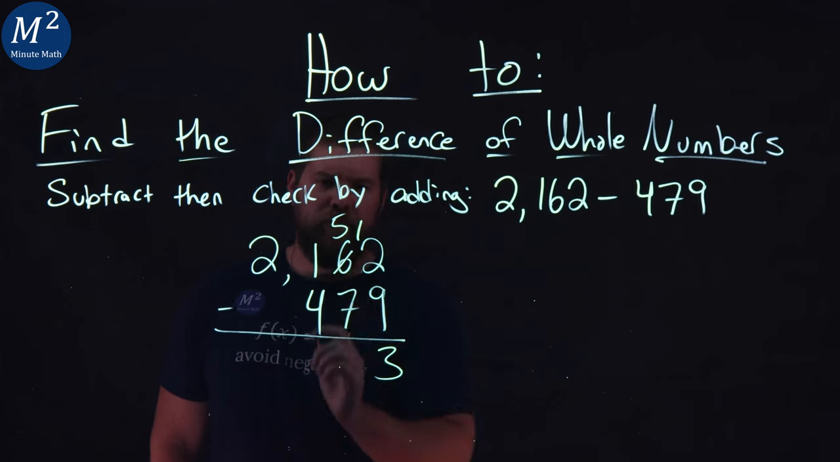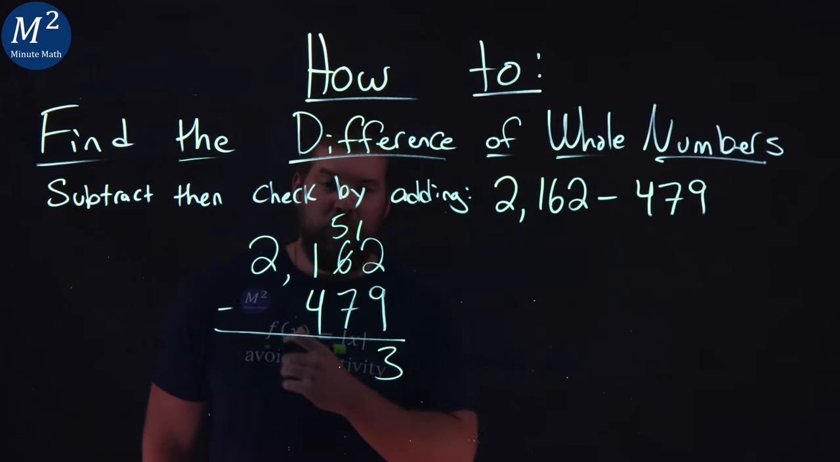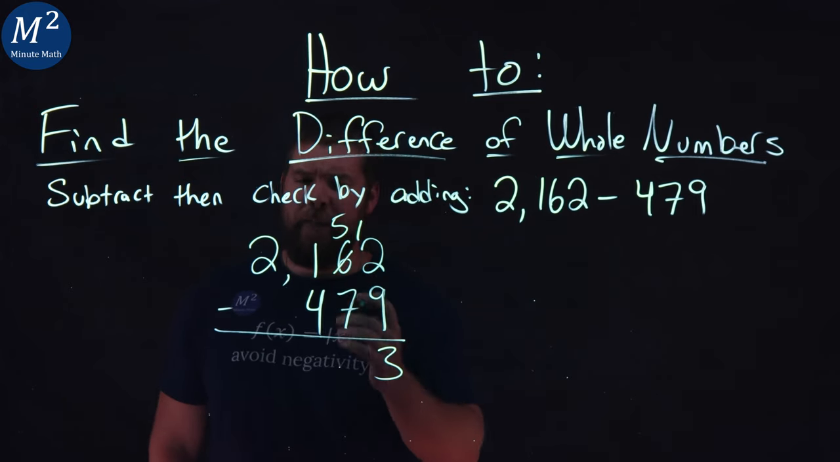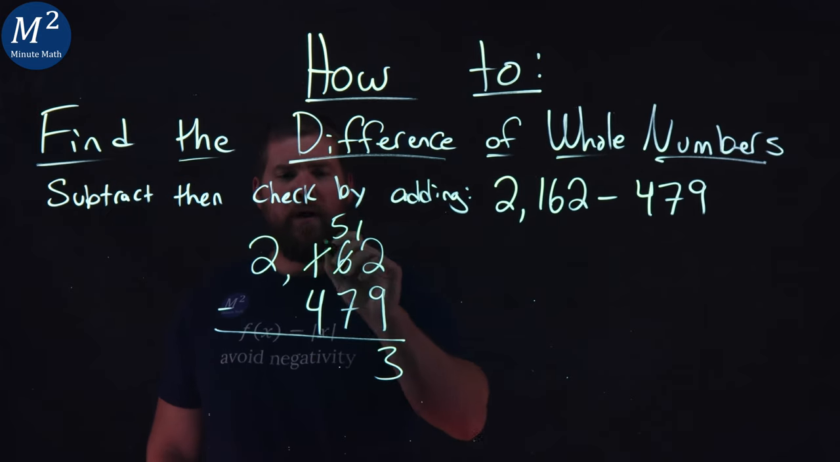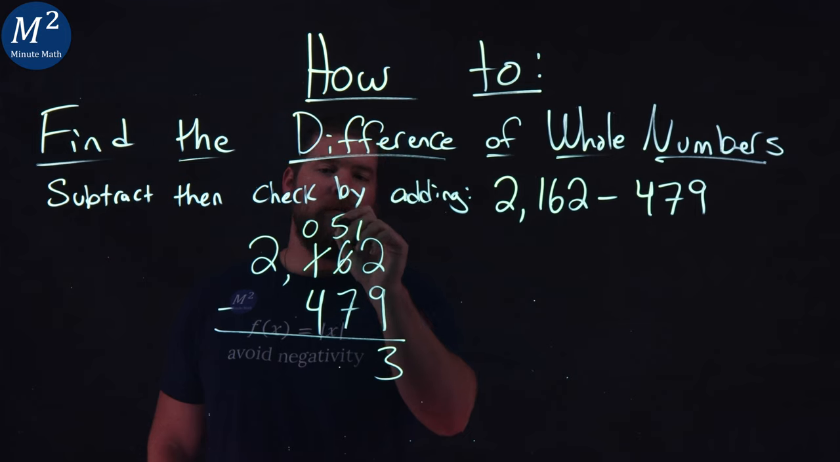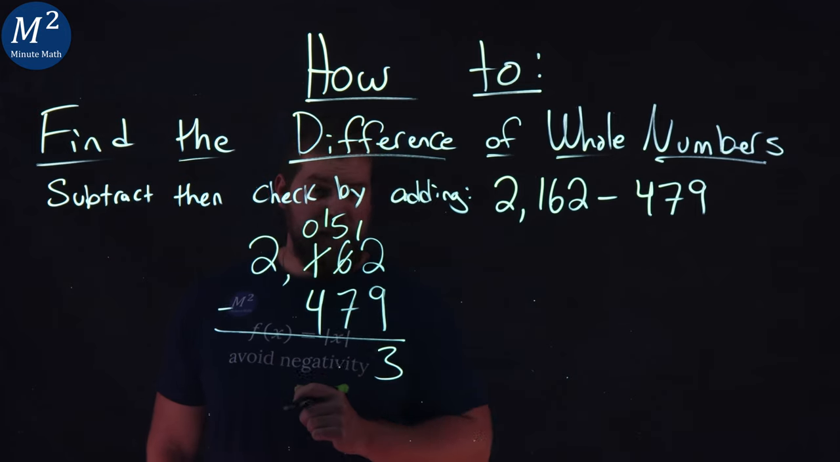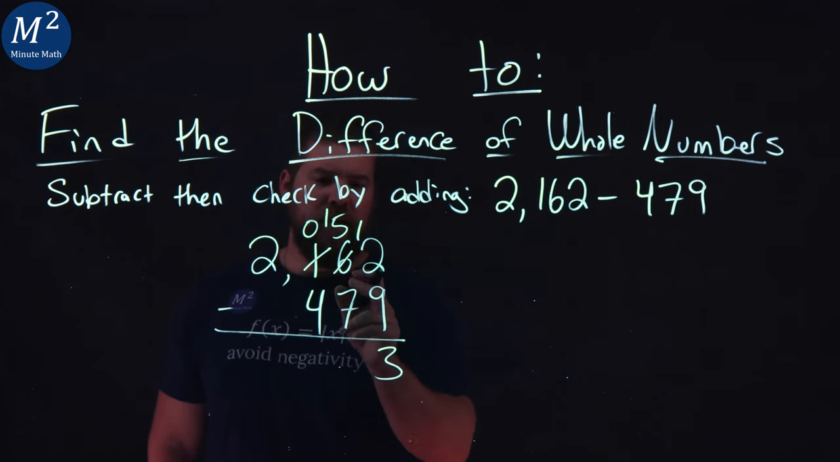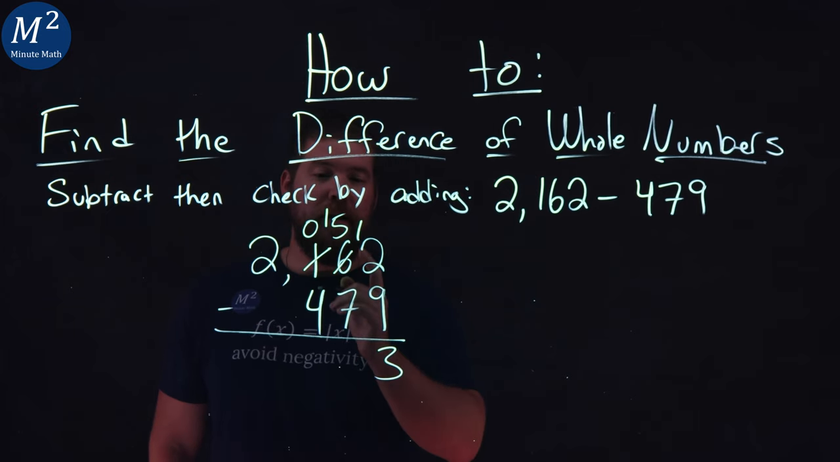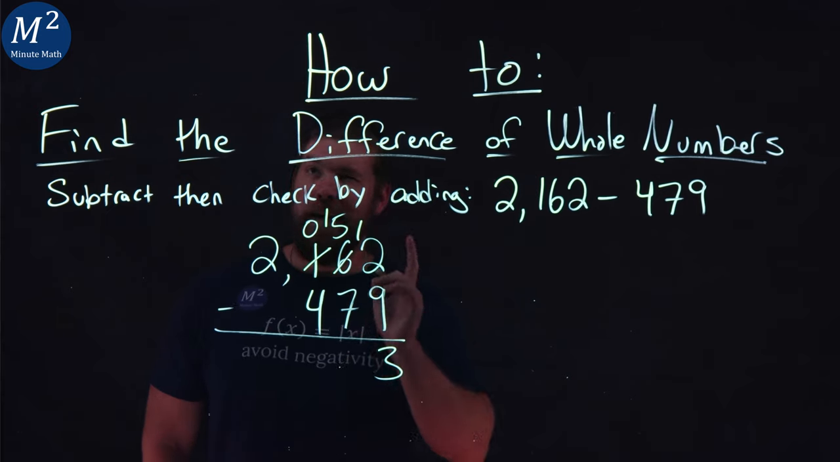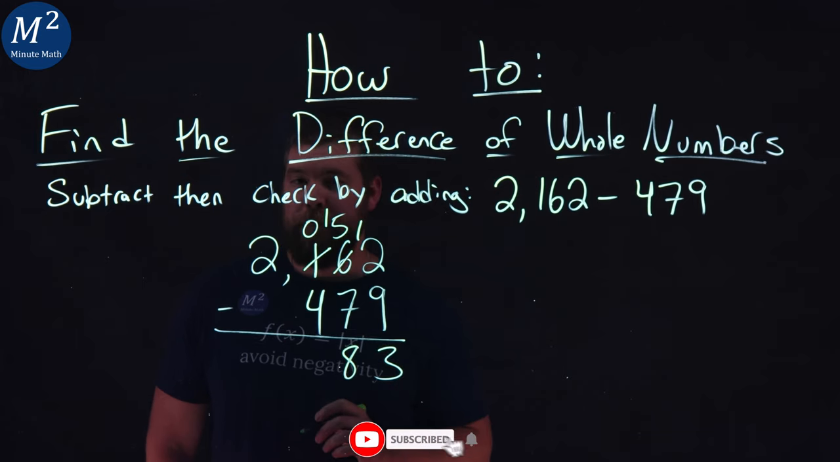Now, tens column. 5 minus 7, again, we got an issue here. Can't really do that. So I'm gonna draw from the next digit over, 1. 1 turns into a 0, bring the 1 over to the 5, and now I have a 15 here in the middle. 15 minus 7 is a much easier question to ask. 15 minus 7 gives me an 8, right there.